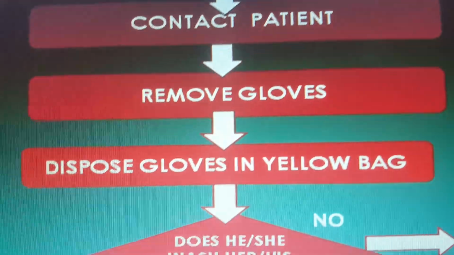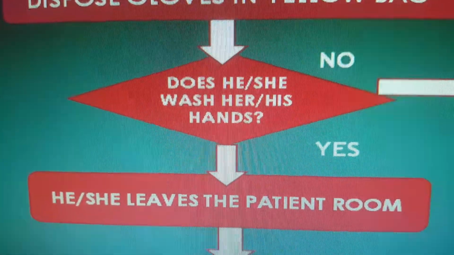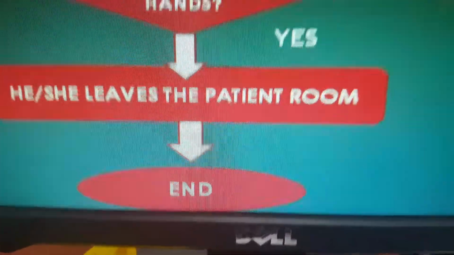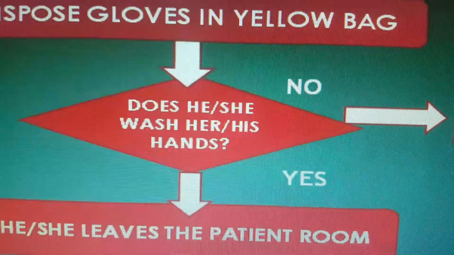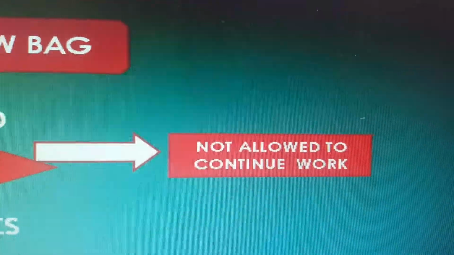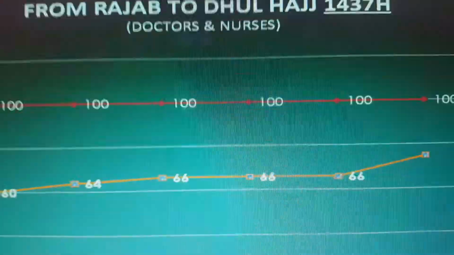Contact the patient, remove the gloves, and dispose of the gloves in the yellow bag. He or she washes his hands, leaves the room of the patient, and this is the end. But with the hand washing, maybe she will wash or not. If not washing the hands, not allowed to continue the work. This is what is supposed to happen. This is the current flowchart.